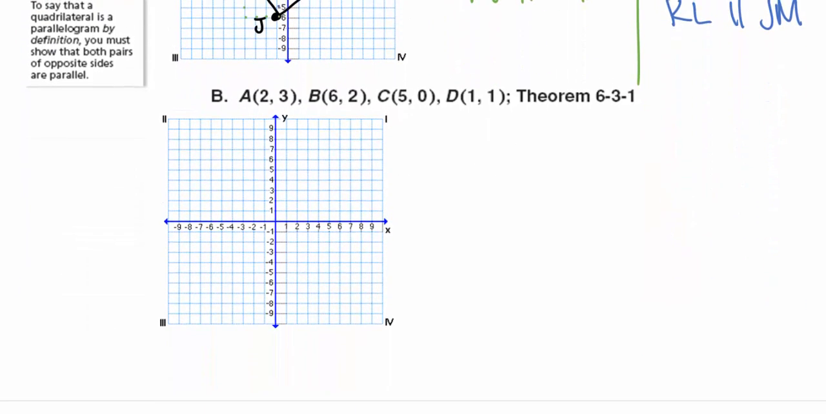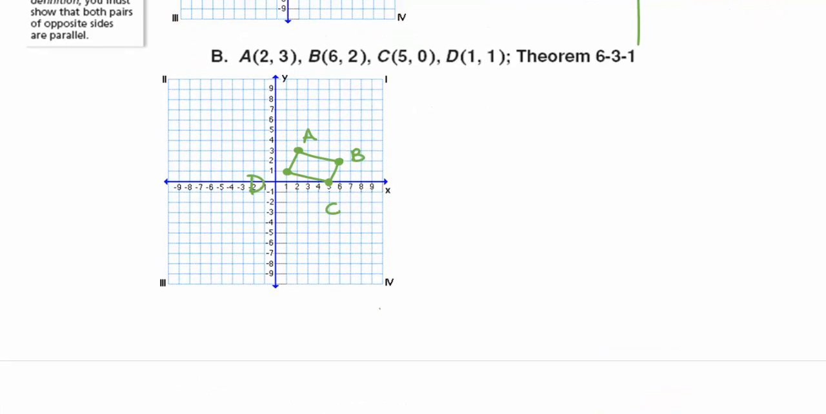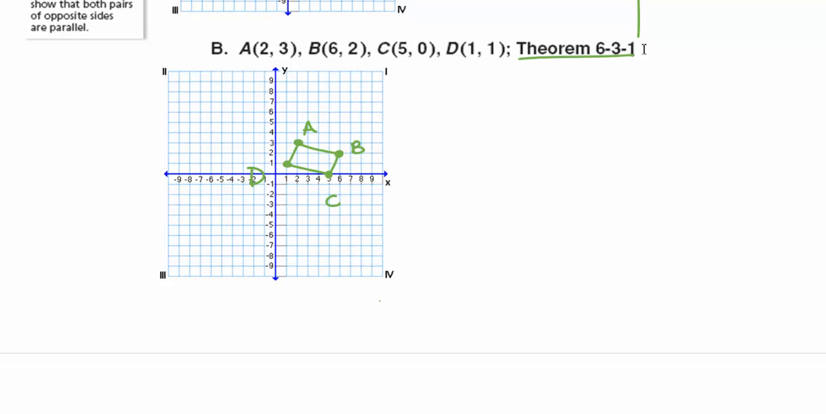So now the next one, we have ABCD. Let's put it on there. A is at over 2 up 3. B is at over 6 up 2. C is at 5, 0. And D is at 1, 1. So a lot smaller. And this time they want us to use 6.3.1.